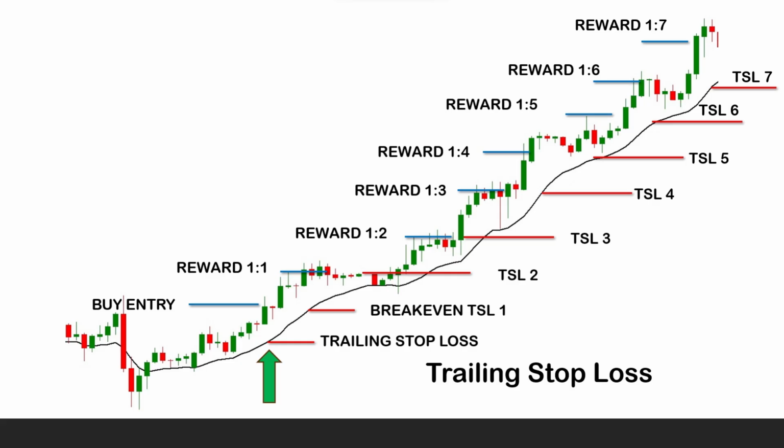Now, once you have become an expert and you realize that the price normally moves in that particular direction for quite some distance, even after you exit, then there is something called as a trailing stop loss, which you can use.